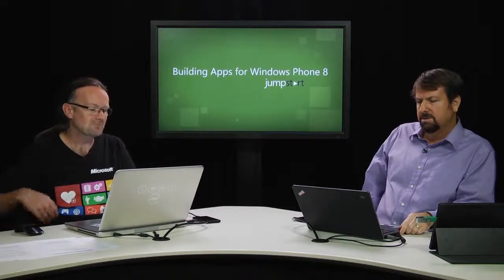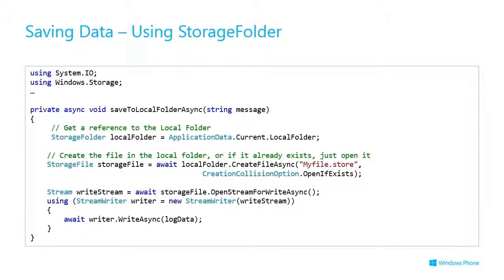All right. So back to our slides here. The simple example. This time around, we're just going to get a reference to ApplicationData.Current.LocalFolder. That's kind of like what you did with isolated storage. And then we have the StorageFile. We want to create the file like we did before, but since it's an async method call, we're going to put that await in front.